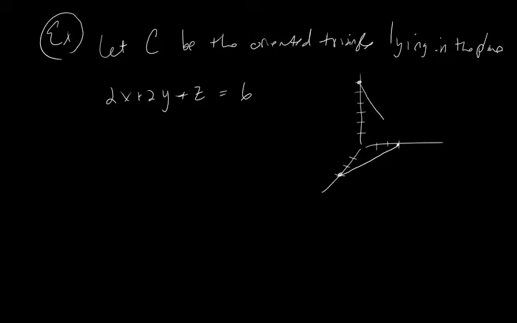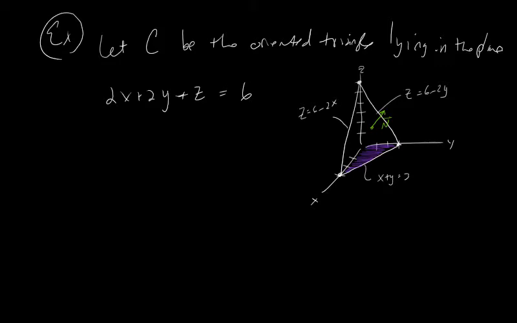If x and y are both 0, z is equal to 6. So this was x plus y equal to 3. In the yz plane, that line is going to be given by 2y plus z equal to 6, so z is equal to 6 minus 2y. And here it's z equal to 6 minus 2x because y will be equal to 0. Our region is the projection into the xy plane, and we have a normal vector coming straight out of this.